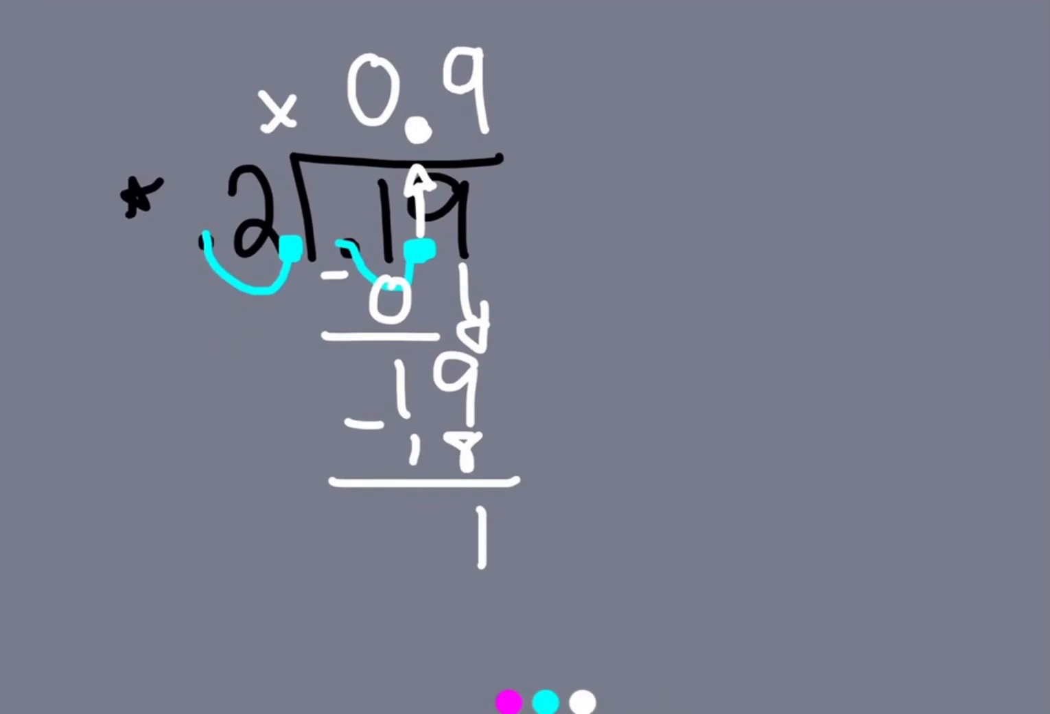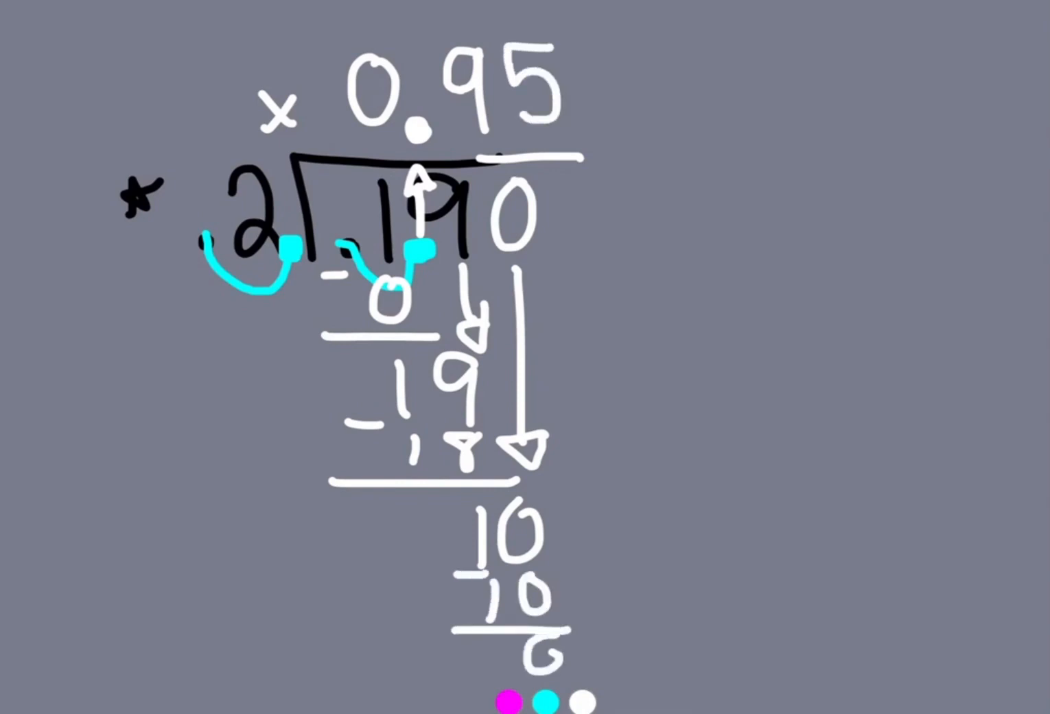19 minus 18 is 1. Put a 0. Bring it down. How many times can 2 go into 10? It goes in there 5 times, and that works out perfectly. So my answer is 95 hundredths.